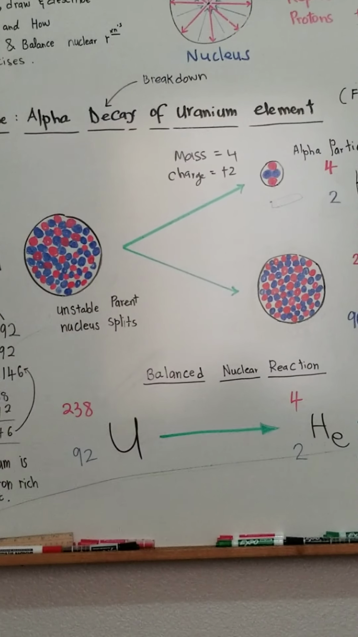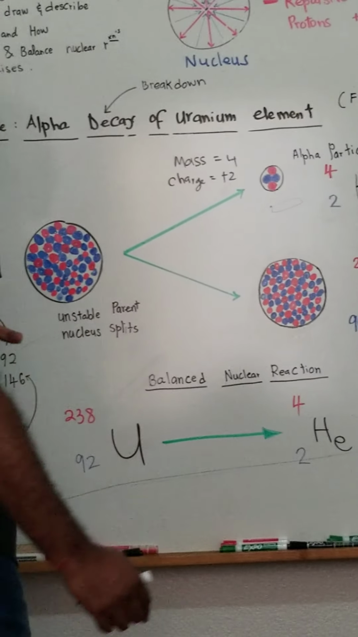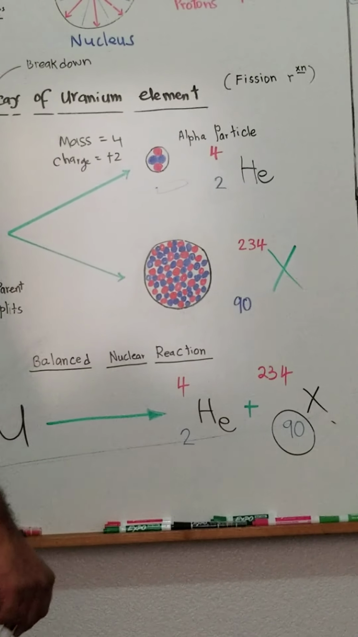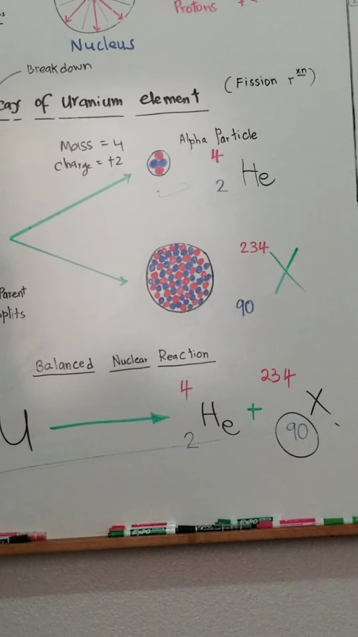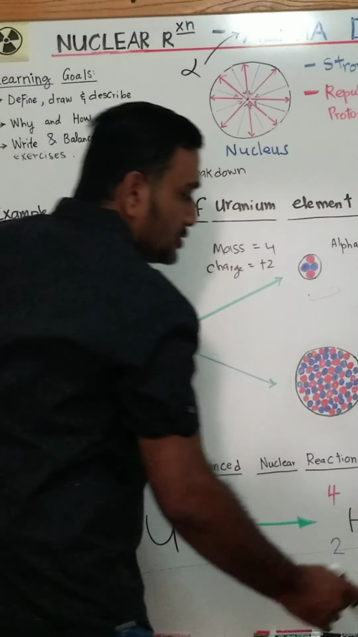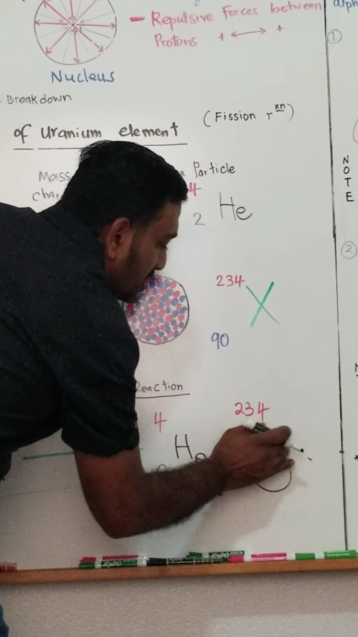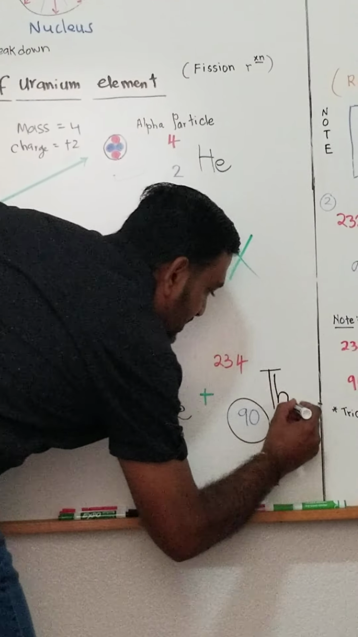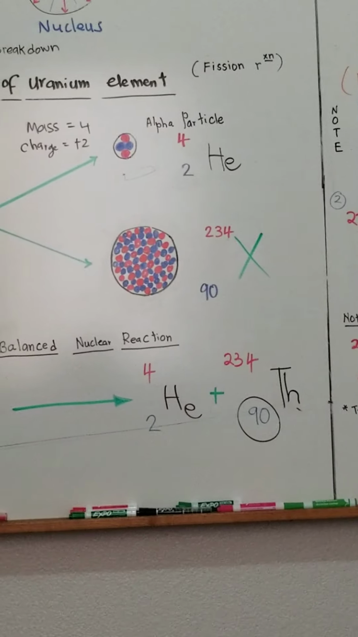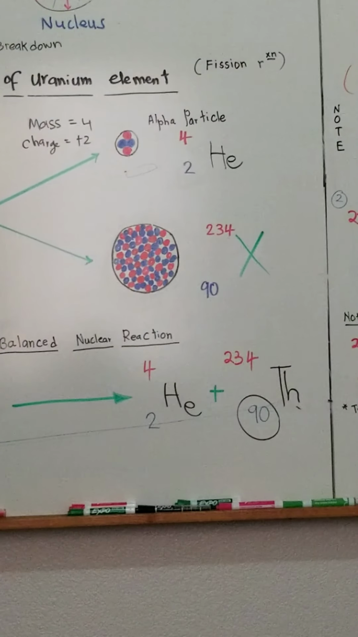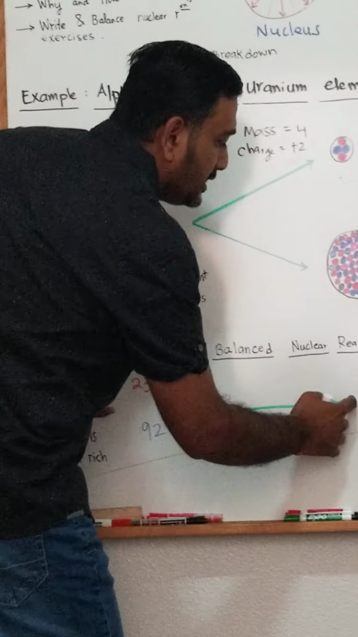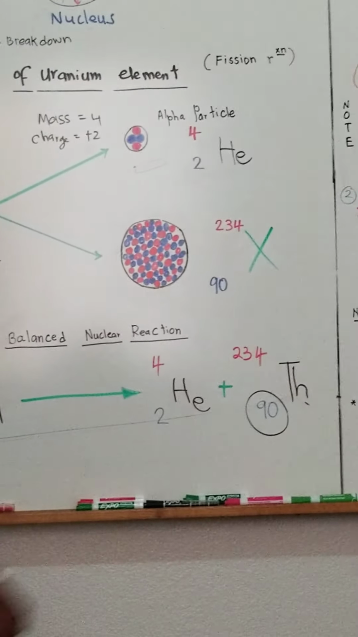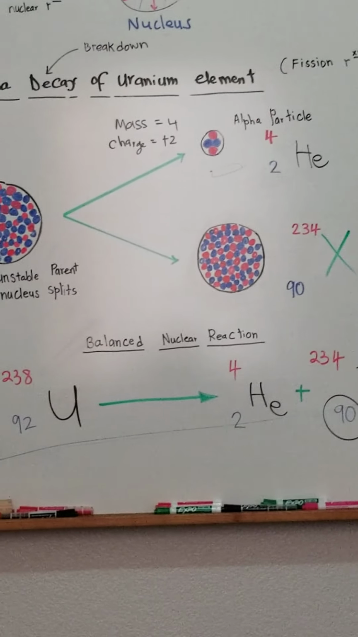Since protons give us the identity of the element, let's go back to the periodic table and check what element number 90 is. Element number 90 happens to be thorium on the periodic table. So I can quickly change this element X to thorium. The chemical formula for thorium is Th. So all in all, uranium is spitting out helium, that's an alpha particle, and then changing into thorium in this process.